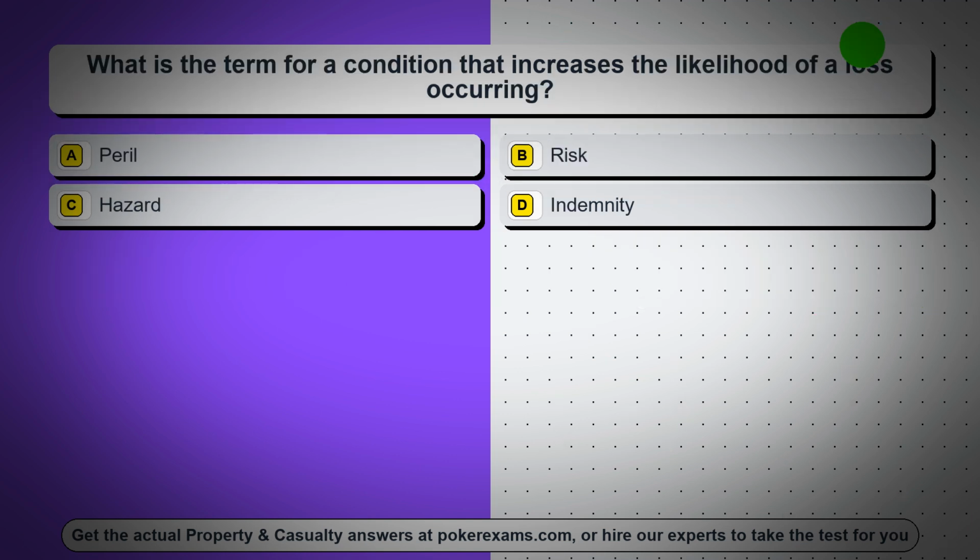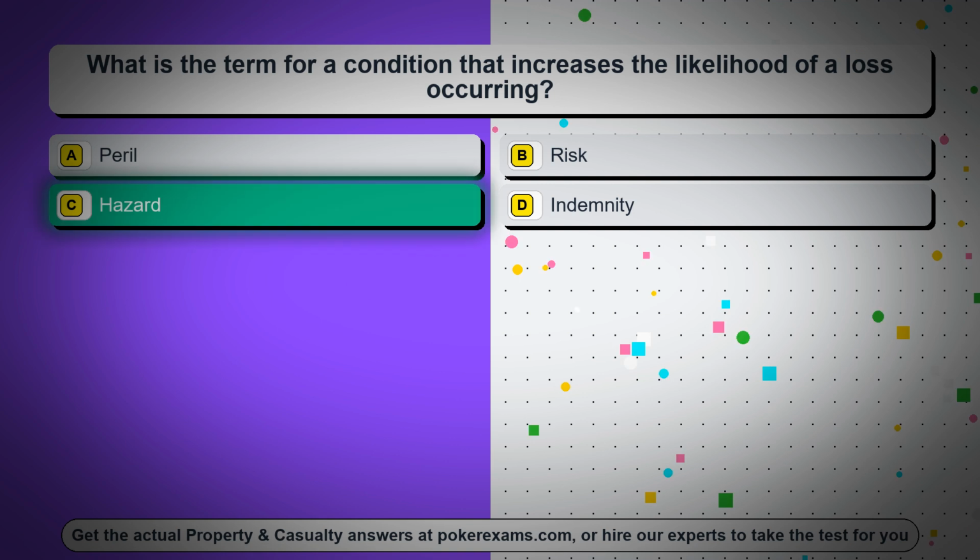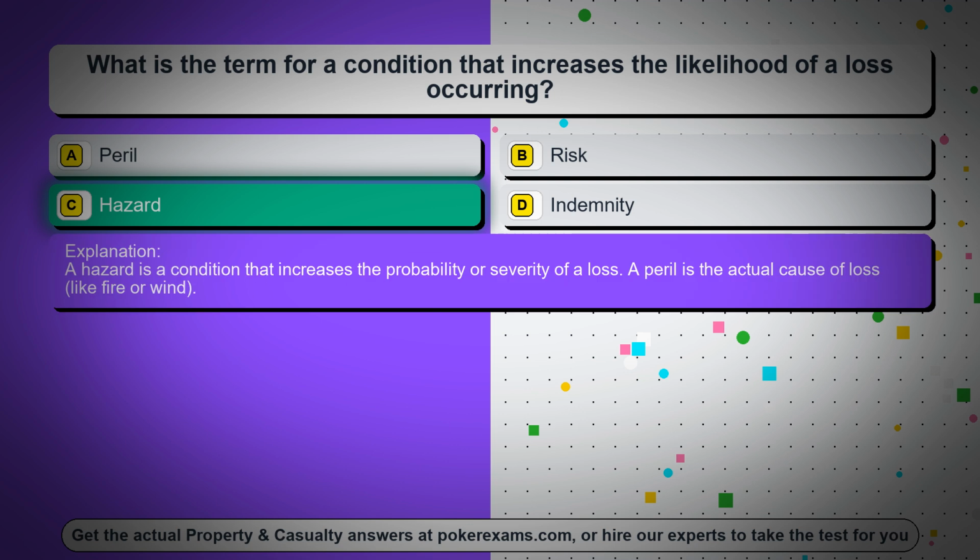Question 5. What is the term for a condition that increases the likelihood of a loss occurring? Option A, Peril. Option B, Risk. Option C, Hazard. Option D, Indemnity. The correct answer is option C. Hazard. A hazard is a condition that increases the probability or severity of a loss. A peril is the actual cause of loss, like fire or wind.